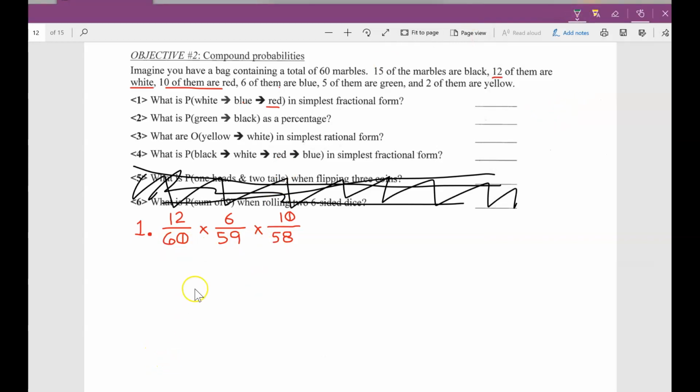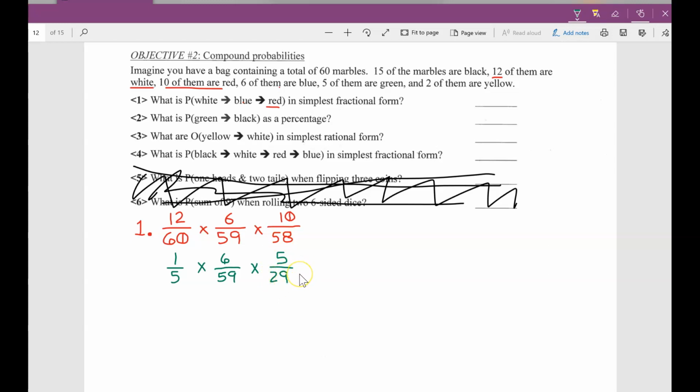Let's see if we can simplify before we do our multiplication. 12 over 60 can simplify down to 1/5. 6 over 59, 59 is prime, so we can't do anything with that. That stays the same. What about 10 over 58? Well, both 10 and 58 are even. We can divide them by 2. 10 divided by 2 is 5. 58 divided by 2 is 29.